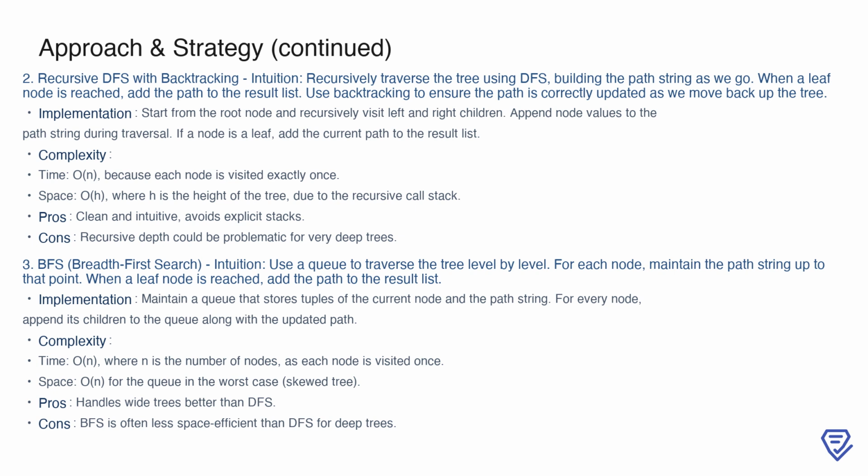The key idea is that each recursive call handles the traversal of one node, appending its value to the path string. When we reach a leaf node, the current path is added to the result list. Backtracking ensures that as we return up the recursion stack, the path string is correctly updated, avoiding any state management issues. This approach also visits each node once, so the time complexity remains O(n), and the space complexity is O(h), where h is the height of the tree, due to the recursive call stack.